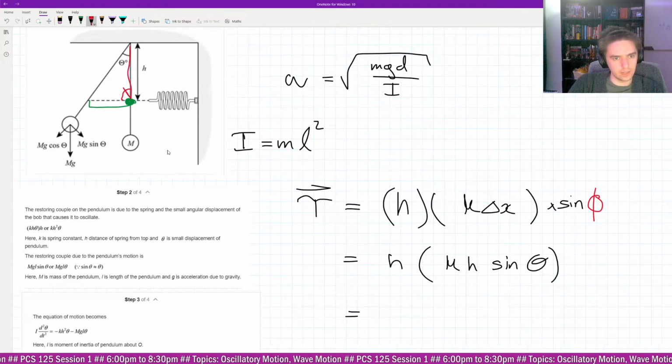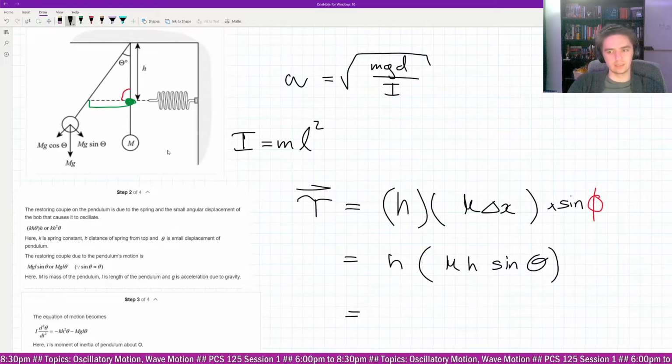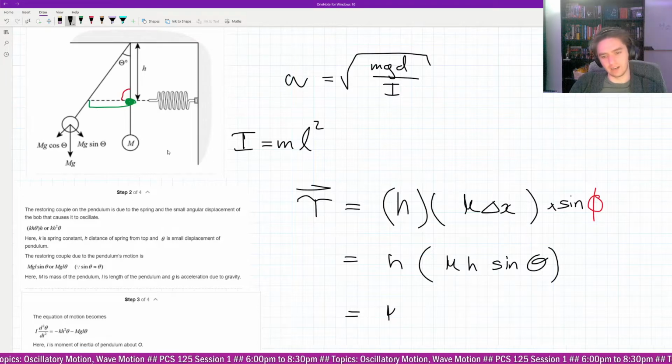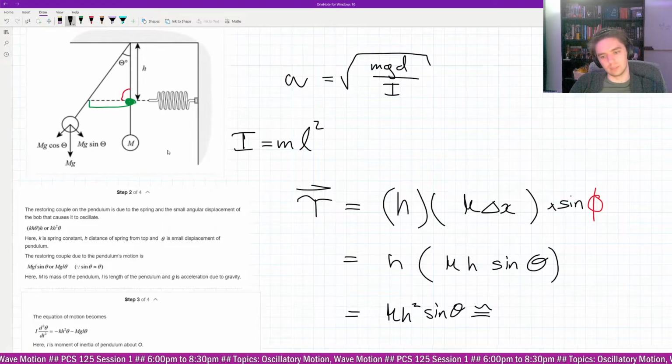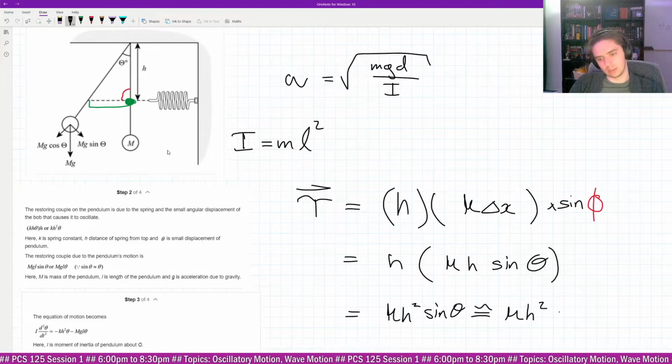So here we have this vector, and here we have this vector. This is the force vector. That's the radius vector. So that's 90, so it's times 1. And now we have our kh squared sine theta, which is approximately equal to kh squared theta.